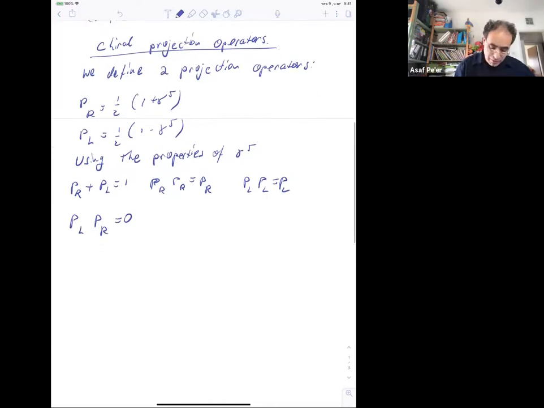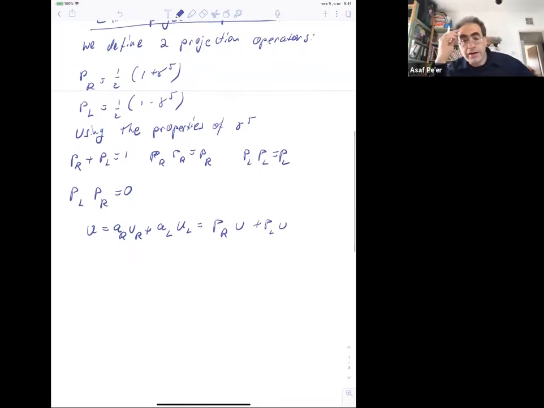So if we have any Dirac spinor U, satisfying the Dirac equation, we can always write it as A_R U_R plus A_L U_L, which is just the right-hand projection of U and the left-hand projection of U. Of course, A_R and A_L are just complex numbers, right? Complex coefficients. Now we'll find it useful because as of next week, I'm going to start introducing the Lagrangian of the standard model. And then this will play some role.